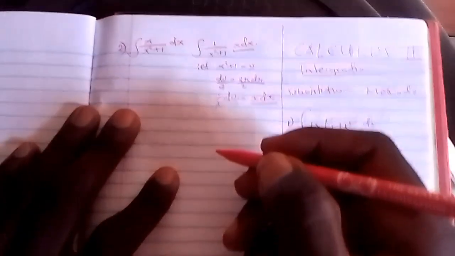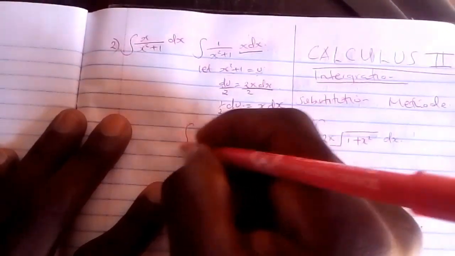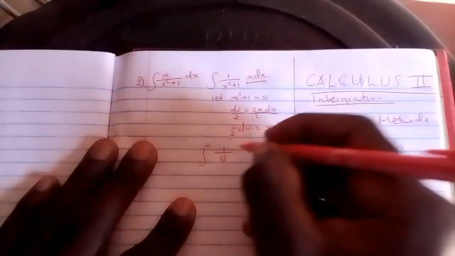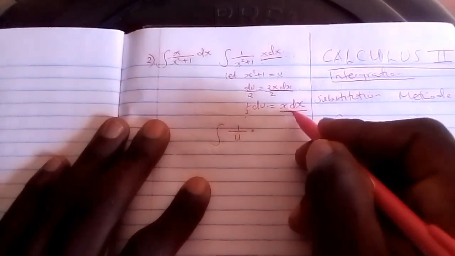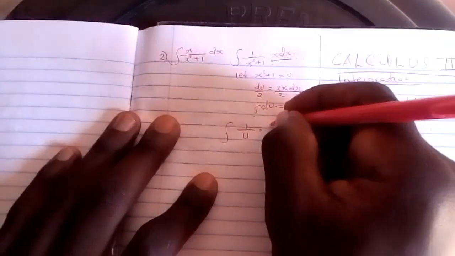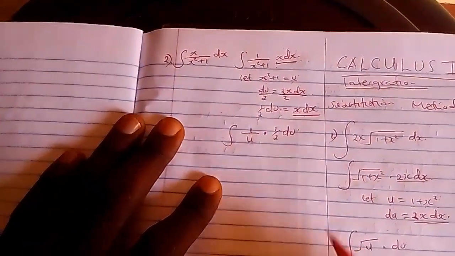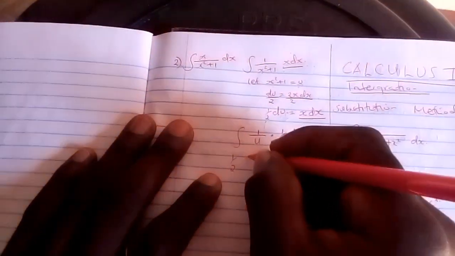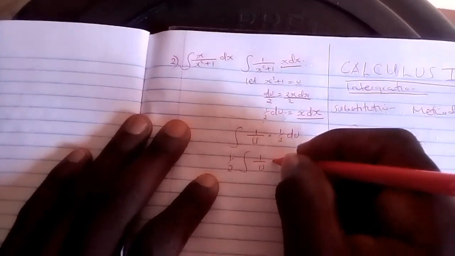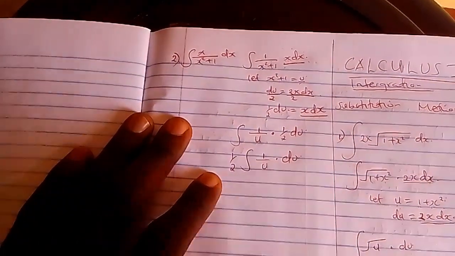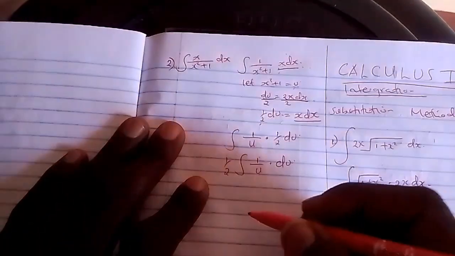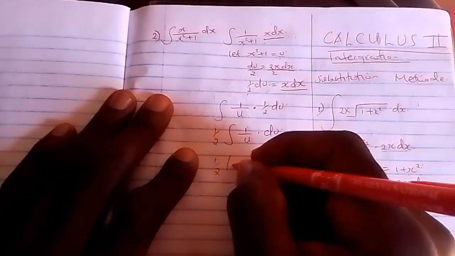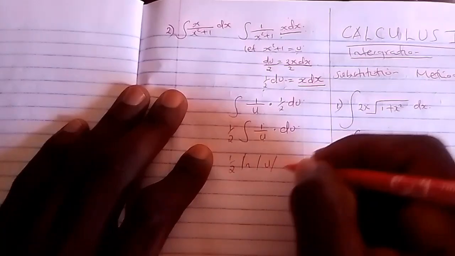Now if I substitute everything, I'll have the integration of 1 over u, because our u is x squared plus 1, then multiplied by this x dx, which is the same as a half du. Now I'll have a half du. But because this half is a constant, the constant comes outside. I'll have a half integration of 1 over u multiplied by du. Now if you integrate 1 over u, you will have natural log of u. Now this will be a half natural log of u, then plus c.